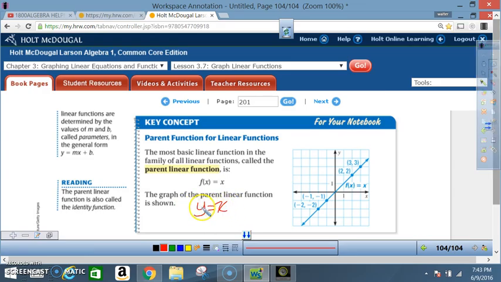And the reason why it's so basic is because it's simple. When x is 1, y is 1. When x is 2, y is 2. When x is 3, y is 3. When x is a negative 1, y is a negative 1. It's the most basic function. So all graphs are going to compare to it from now on.